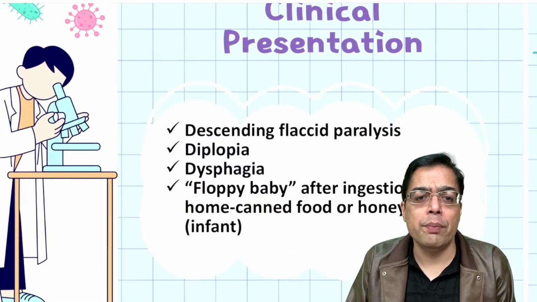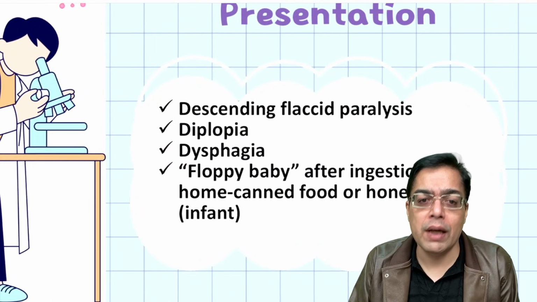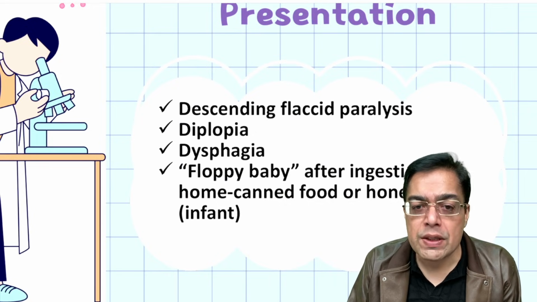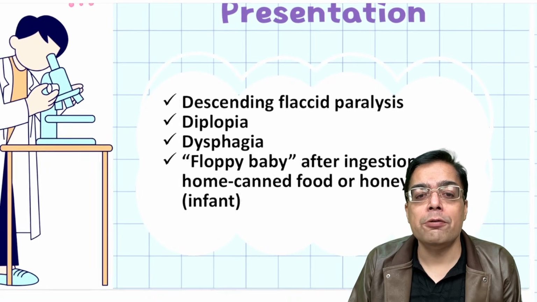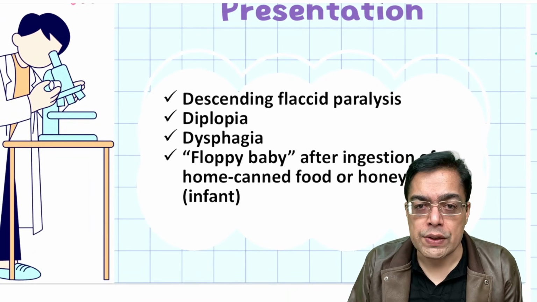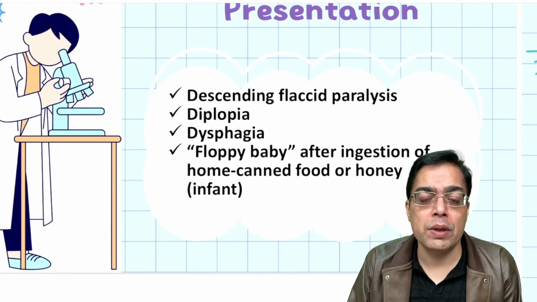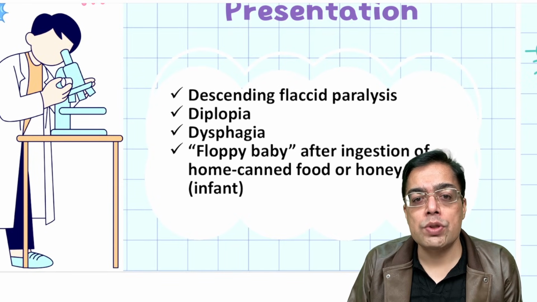The next one makes a mention of a patient with descending flaccid paralysis. There is diplopia. There is dysphagia. All of these come to your mind, especially after the intake of either of two things. Specifically in the case of an infant, it could be because the infant has been given honey, or there could be a situation where the patient has consumed home canned food.